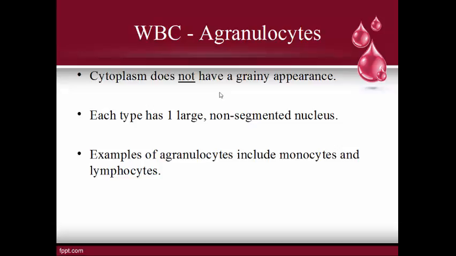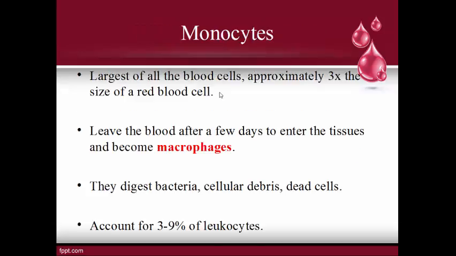The 2 types of agranulocytes are the monocytes and lymphocytes. Monocytes, these are the largest of all blood cells. These are about 3 to 4 times the size of a typical red blood cell around it. So the size difference is very, very noticeable, and you'll see it when I put up images here in a second. But there's a very large size difference between a monocyte and everything else around it.